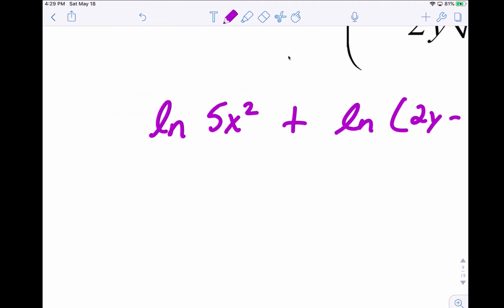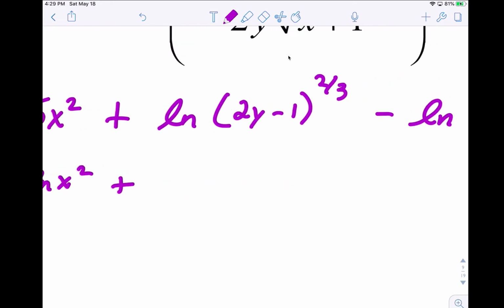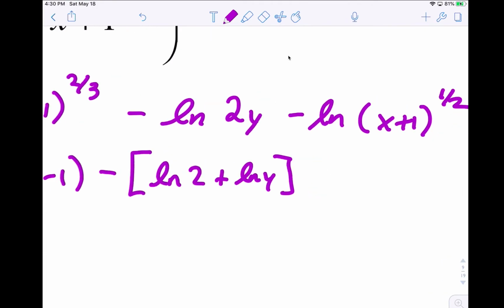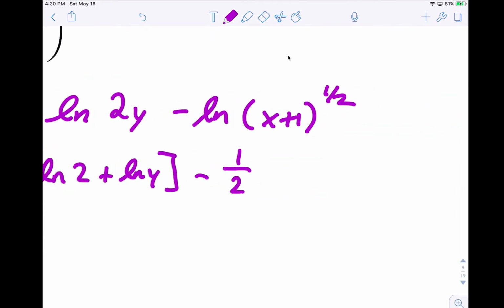Now I'm going to separate 5x squared. So that's ln of 5 plus ln of x squared plus. Now the next term, the only thing I can do is I can bring down the exponent. I can't separate 2y minus 1. I can't separate subtraction. You can only separate division or multiplication. So 2/3 natural log 2y minus 1. And then this one here was going to be ln of 2 plus ln of y. And then this one here, again, I can only bring down the exponent.